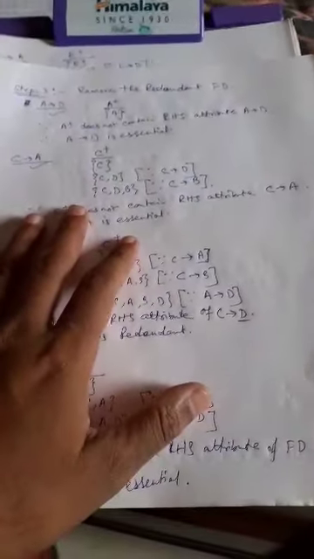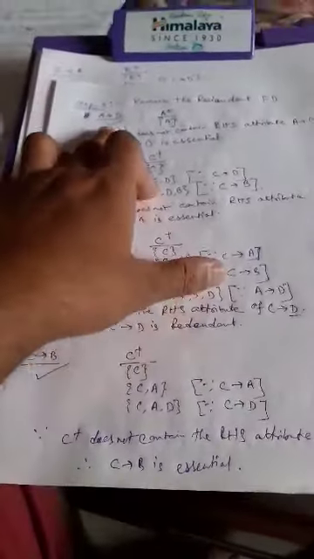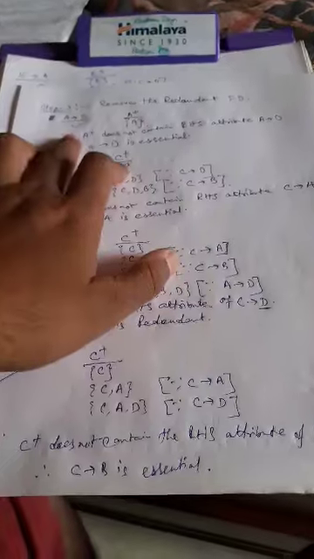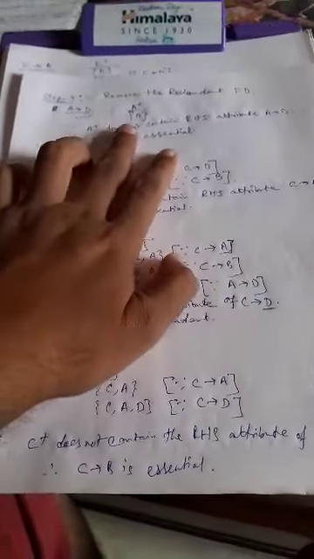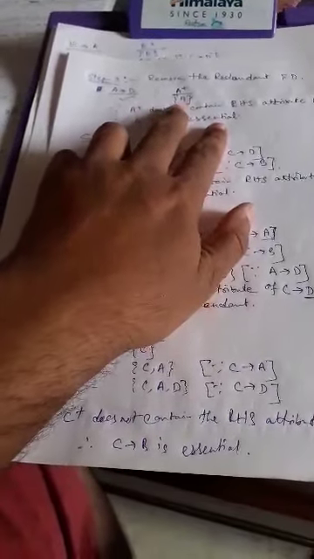Now in step 3 we discard all the redundant functional dependencies. For discarding the redundant functional dependency, we consider one functional dependency at a time, find the closure of the left hand side attributes of that functional dependency, excluding that functional dependency. In this case we calculate for A arrow D, we calculate the closure of A and we get A. A closure is A and does not contain the right hand side attribute D, so A arrow D is required.